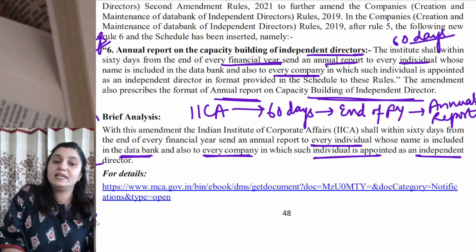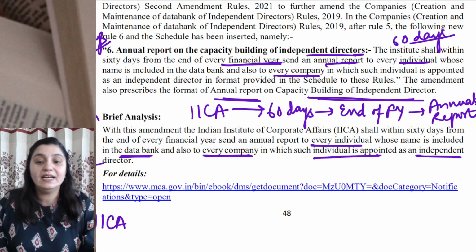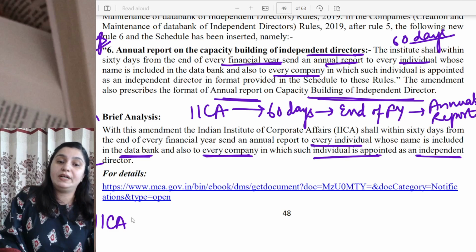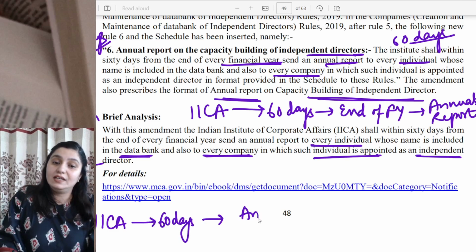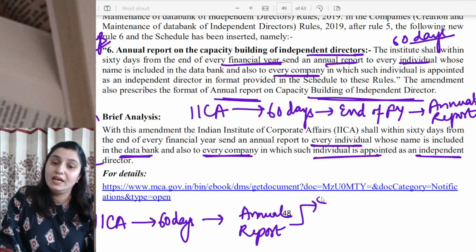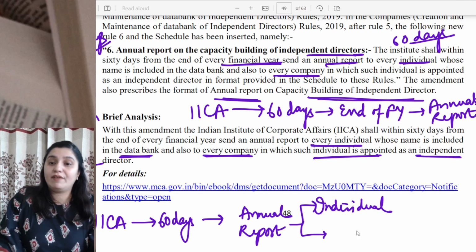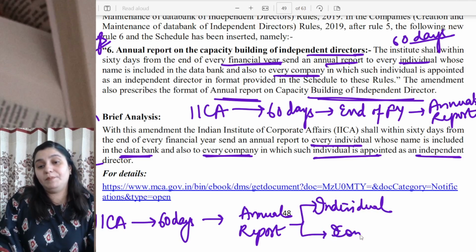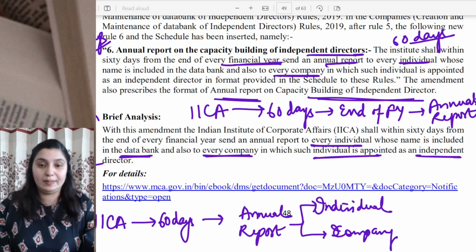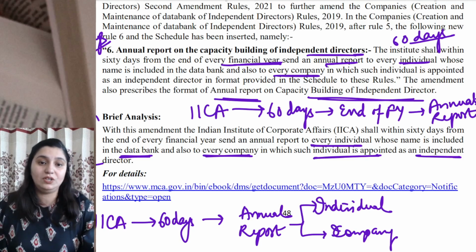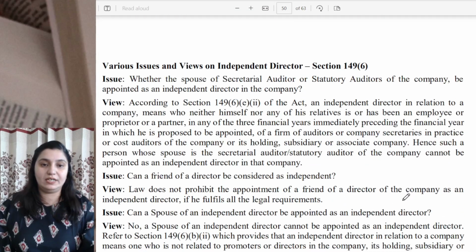So basically they say the Institute, which is IICA, the Indian Institute of Corporate Affairs, has to send the annual report within 60 days. उन्हें annual report भेजनी है. किस किस को भेजनी है? They have to send the annual report to the individual, and they have to send the annual report to the company in which that individual is appointed as an independent director. तो ये institute की duty है ये annual return भेजने की.